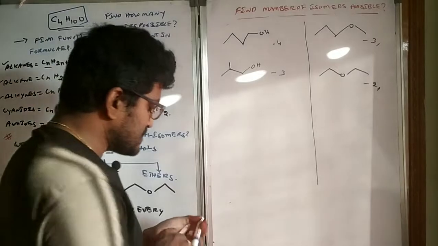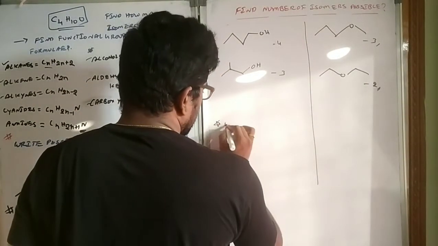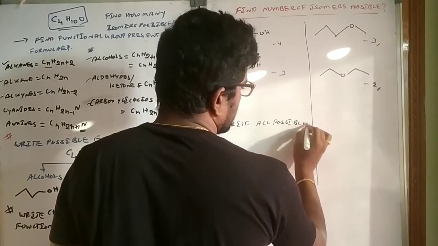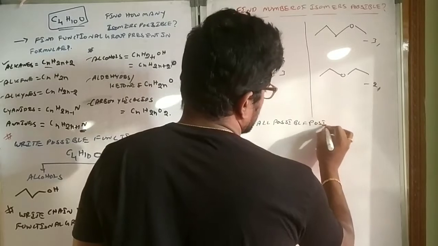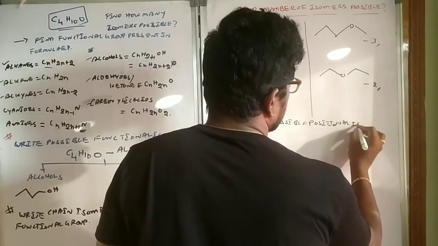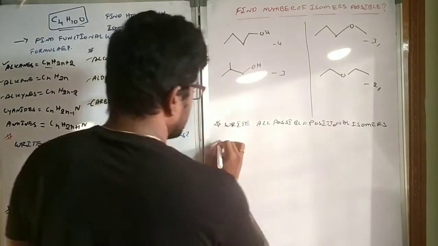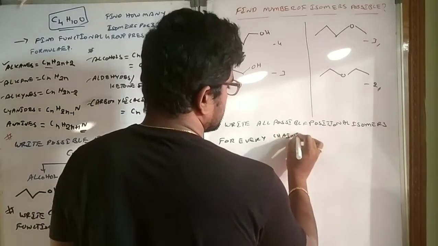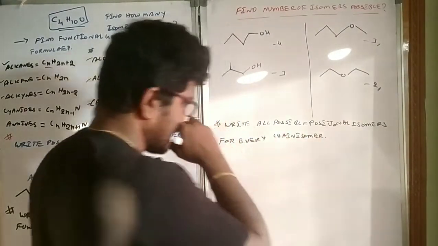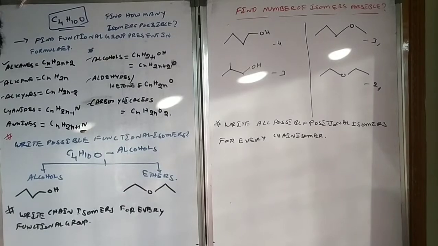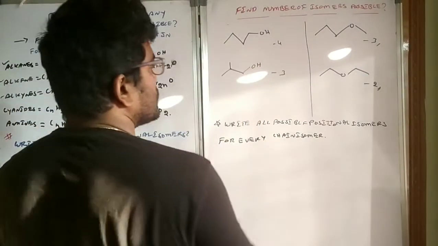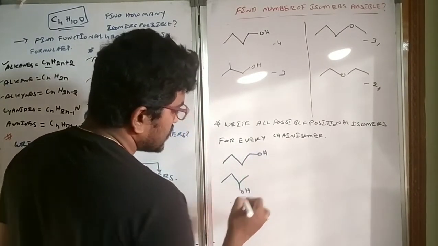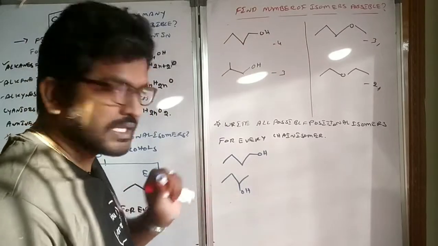After this, the next thing is to write all possible positional isomers for every chain isomer. So here this is one chain, so 1-butanol will come. You can write it as 2-butanol. So this is 1-butanol and this is 2-butanol.